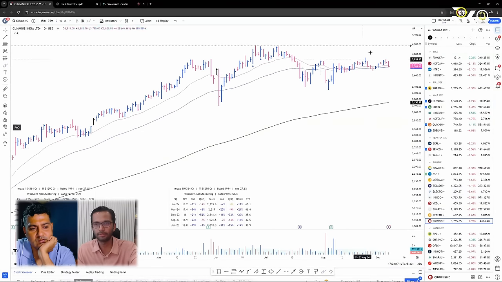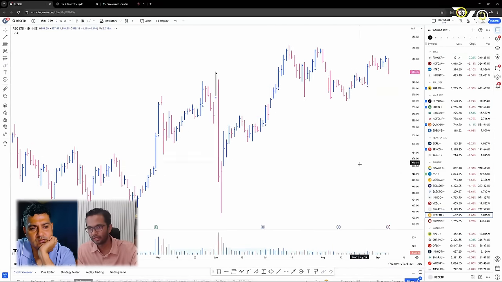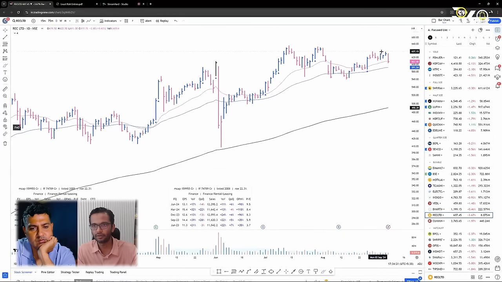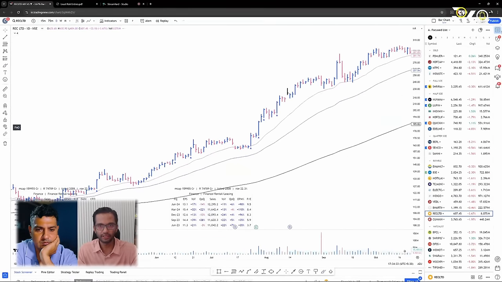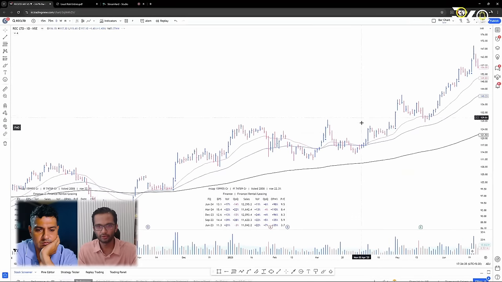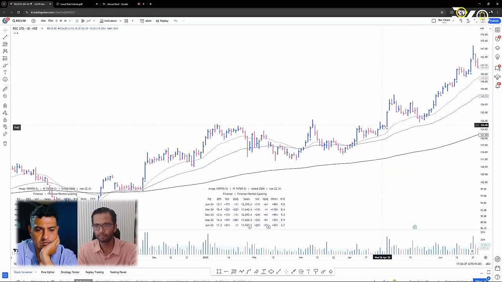For example, there are multiple charts. Now Cummins I was tracking. Now REC Limited, for example, I was tracking here. Today the market was very weak, so a lot of stocks have come down on the right hand side. Otherwise, I'm always waiting for these kinds of setups. In fact, REC was one where near 125 it had a very, very long base breakout.